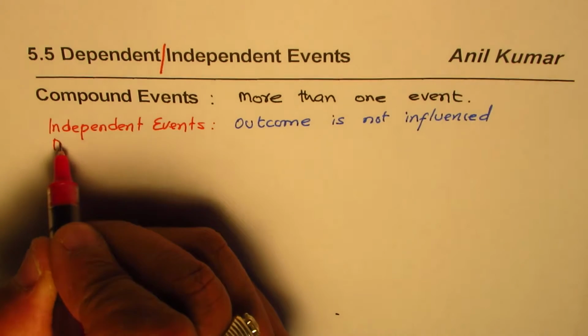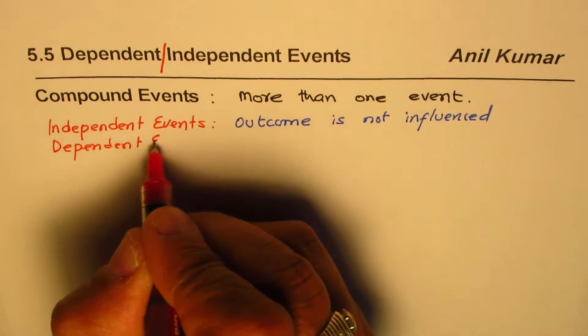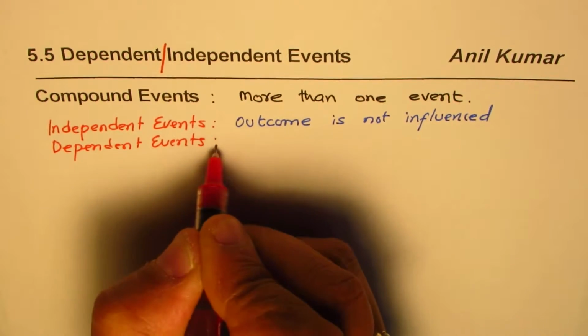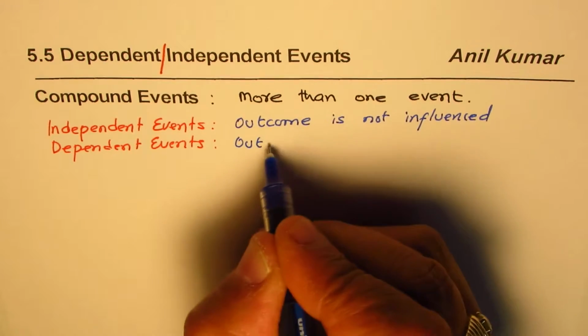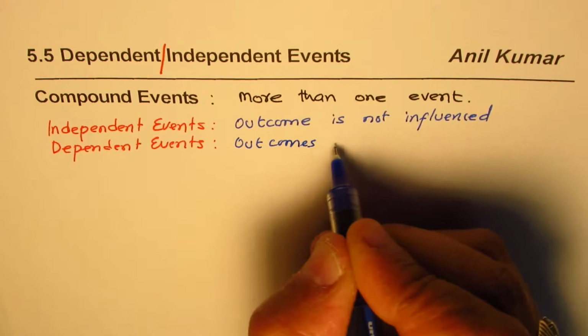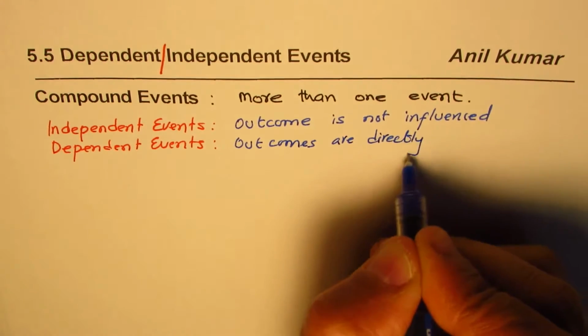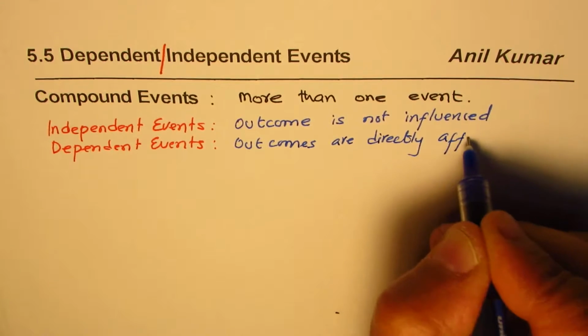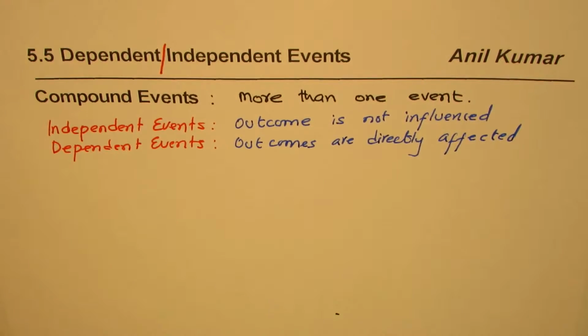And in the case of a dependent event, the outcomes are directly affected, right? So those are dependent events.